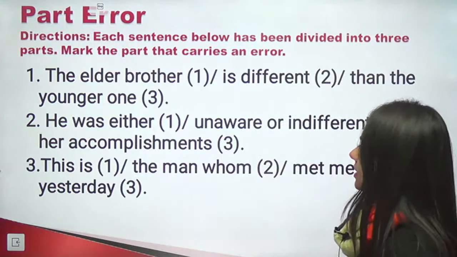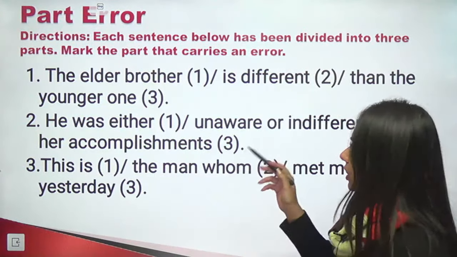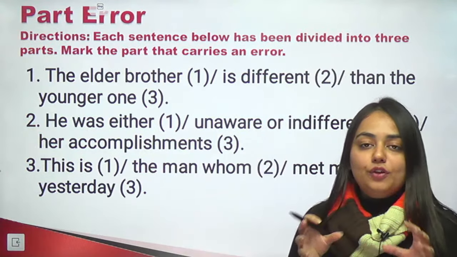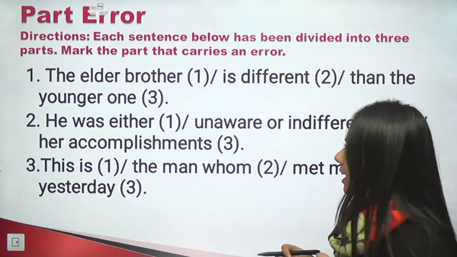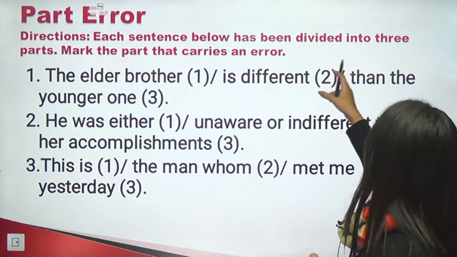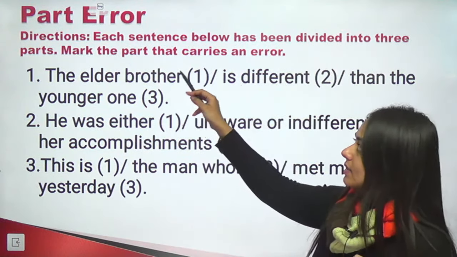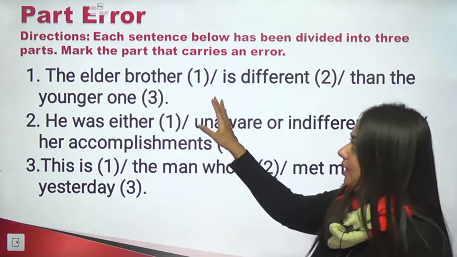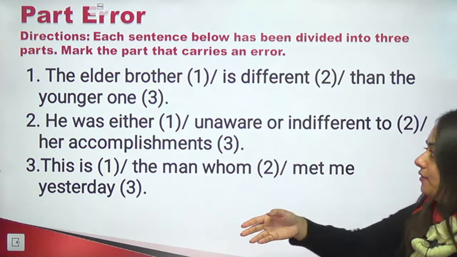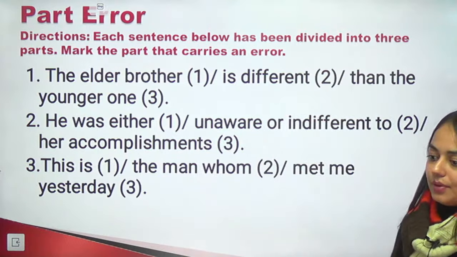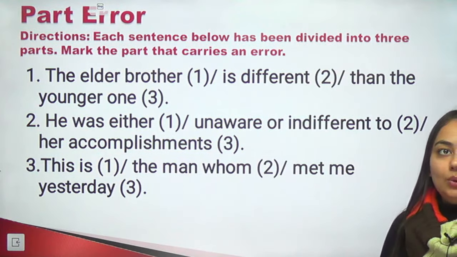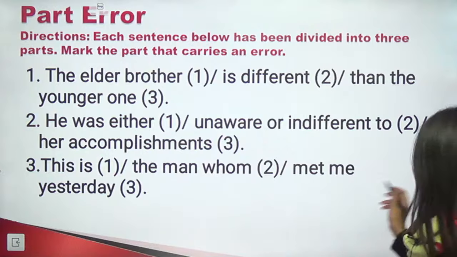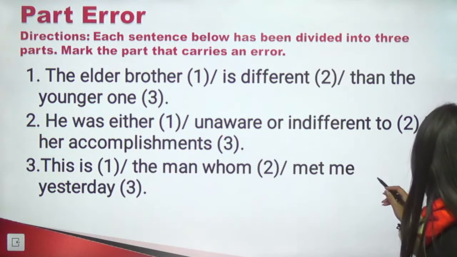We are going to do the question type, part error. We have to find the one part which has an error. Each sentence below has been divided into three parts. Mark the part that carries an error. You have three sentences, broken into parts, and you have to tell me which part has an error. Let's see who's going to answer this one. Quickly, everyone, drop in your answers in the chat box.